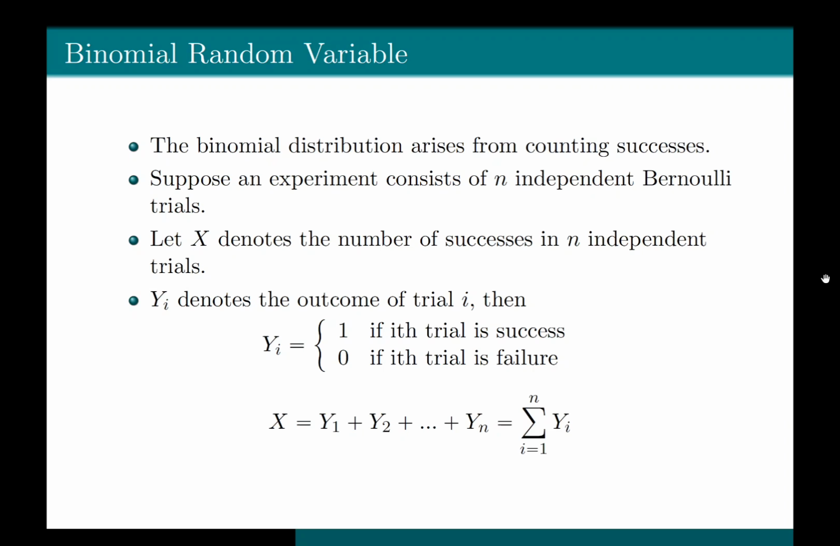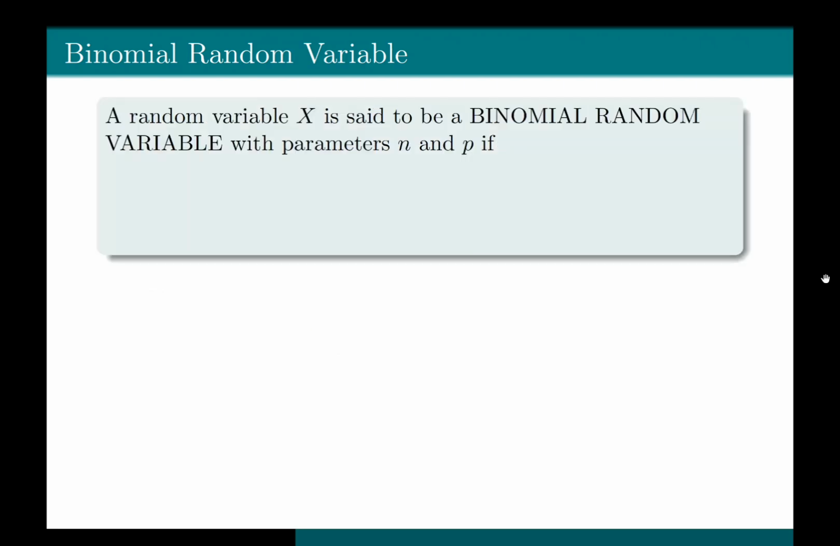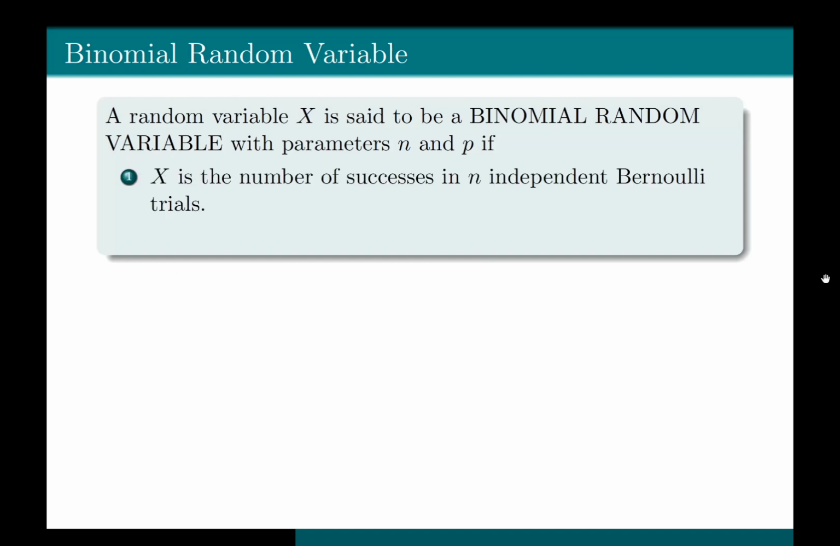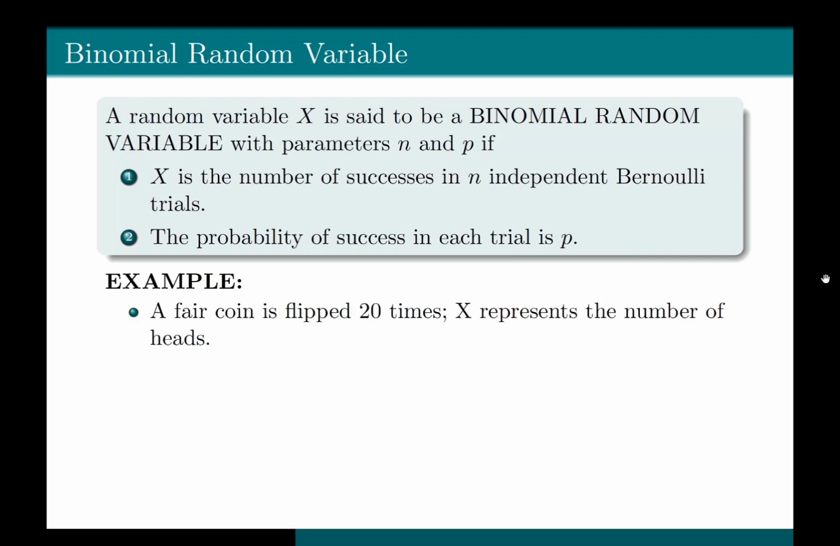So a binomial random variable is basically conducting a Bernoulli experiment n number of times and observing the successes obtained in those n trials. A random variable X is said to be a binomial random variable with parameters n and p if X is the number of successes in n independent Bernoulli trials. The probability of success in each trial is p.